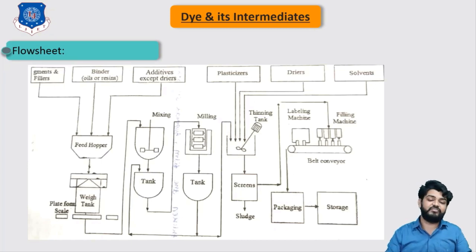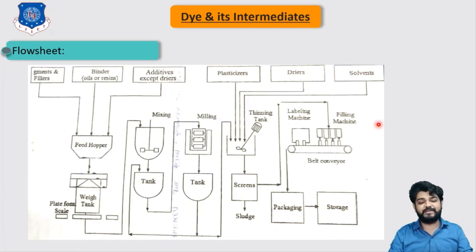Then after this, the milled paint is sent to a thinning unit where we achieve the desired consistency, or we can say viscosity, of our paint by means of agitation and continuous mixing. And after that it is sent to the screen where we remove all the impurities in the form of sludge, which is sent to the landfill. And after that this liquid slurry is sent to the filling machine where we fill our paints inside different cans and containers.